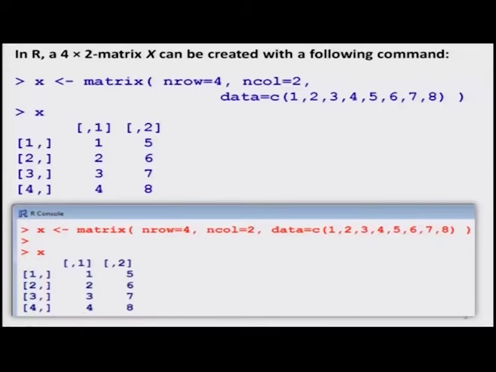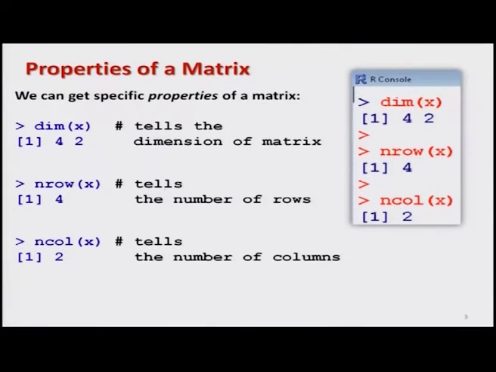You may recall that in the earlier lecture I had created a matrix X, which was a 4 by 2 matrix in which I had taken 4 rows and 2 columns, and I had considered the data 1, 2, 3, 4, 5, 6, 7, 8, and this matrix came out like this. I will continue with the same matrix that we constructed in the last lecture, and then we will see what different aspects of this matrix can be revealed by our commands.